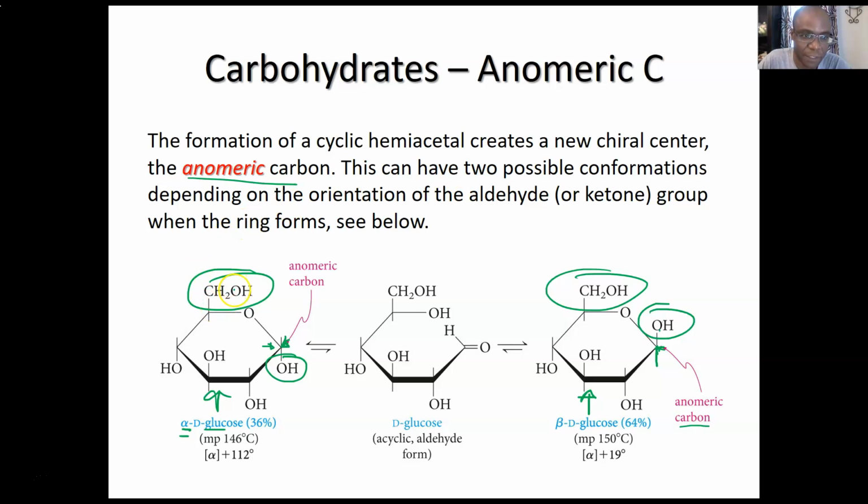So remember again, CH2OH and OH opposite, these two across the oxygen, you get alpha. CH2OH and OH across the oxygen on the same side, you get the beta anomer. Okay, we'll continue from there.